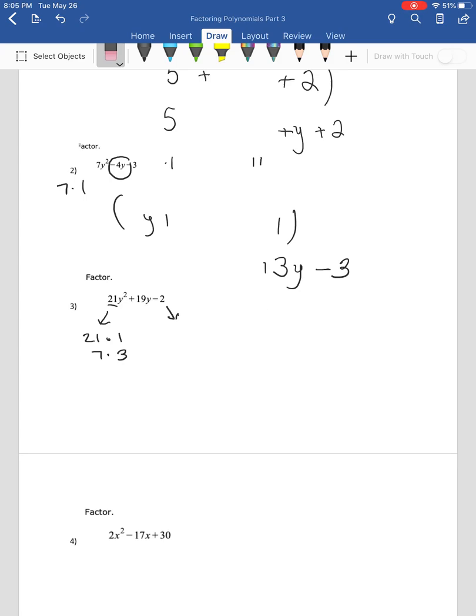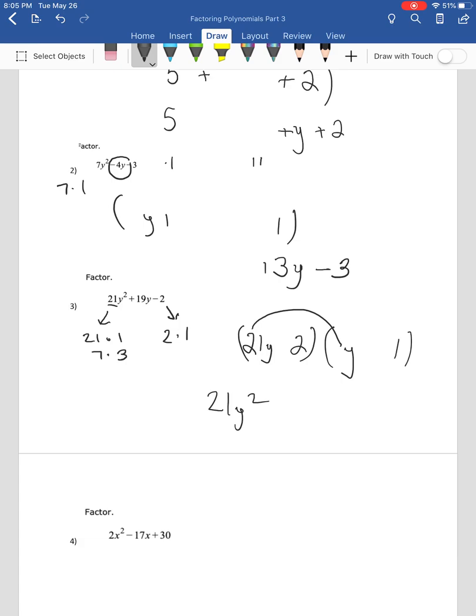All right, so let's put this 2 and 1 back here. Again, we know we're going to have a 2 and 1 on the ends. Let's try a 21y and a y. So 21y times y, 21y squared. I'm going to make this positive. 21y times 1, plus 21y.